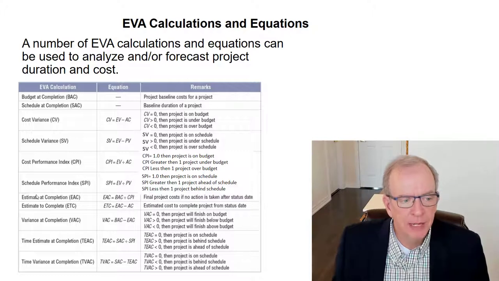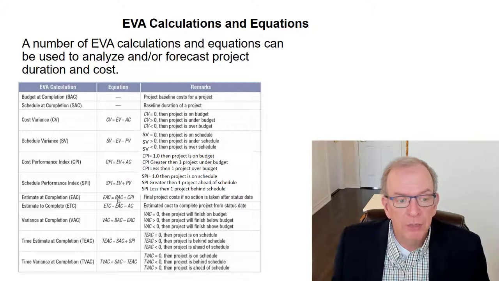So this is very basic in this estimate at completion. You just take your budget at completion and you divide it by the CPI. So that's what I was saying. That would give you your estimate at completion, right? That's assuming that your budget at completion is the same. Maybe it's going to be more based on what's happening. Maybe there's going to be a difference, right? So you have to look at that. So if no action, this is the final project cost if no action is taken after the status date.